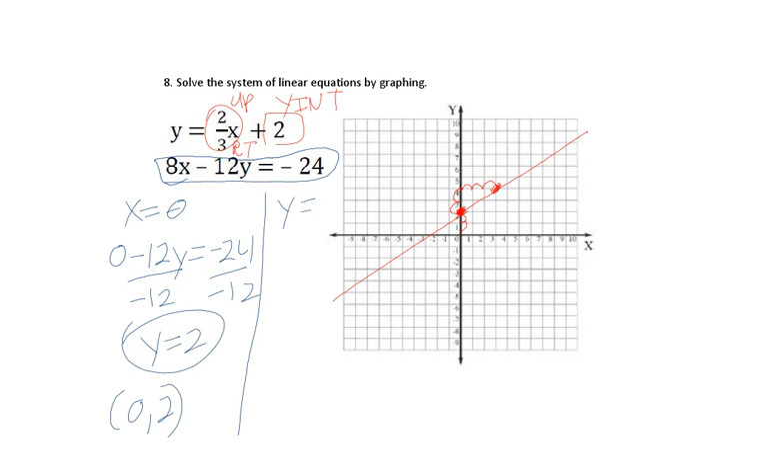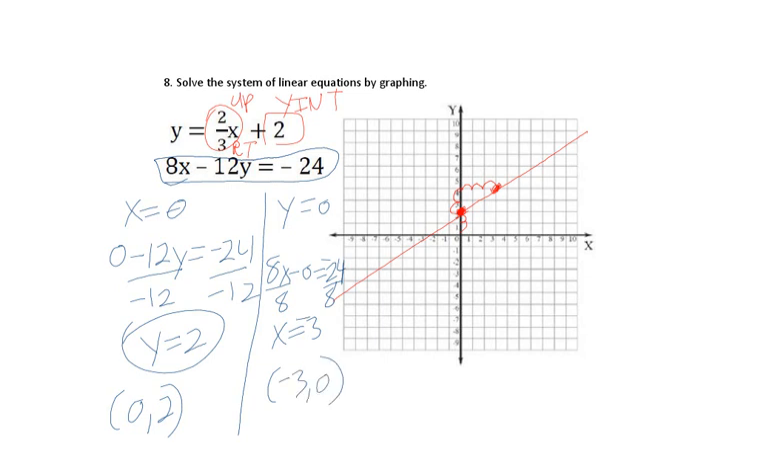If you were to do y equals 0, you're going to get 8x minus 0 equals 24. And then divide by 8. So x will equal 3. So you're going to have a point at negative 3. It should be negative. So you're going to have a point at negative 3, 0.